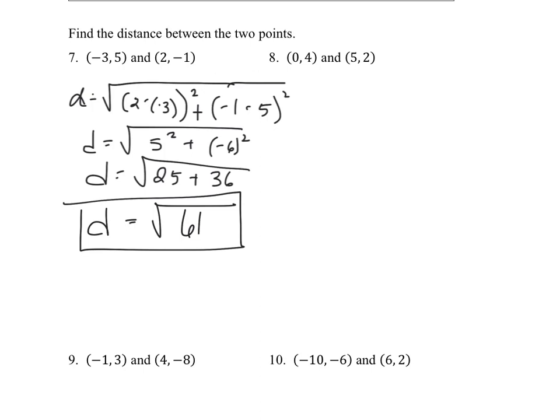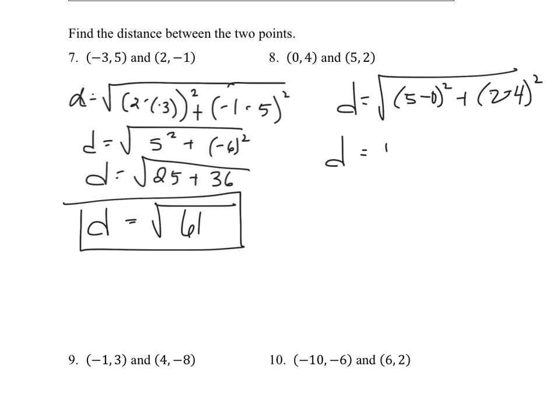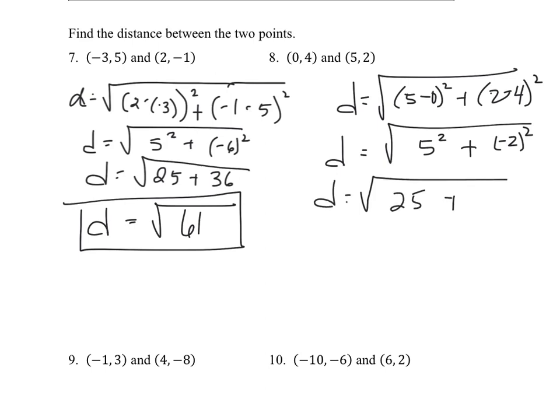So looking at this next one, you have 0, 4, and 5, 2. We're going to use that formula. So distance equals the square root of x sub 2 minus x sub 1. So 5 minus 0, quantity squared, plus 2 minus 4, quantity squared. So the distance equals the square root of 5 minus 0 squared is 5 squared, plus 2 minus 4 is negative 2 squared. So distance is going to equal 25 plus 4. The distance is going to equal the square root of 29, and that can't be simplified either.